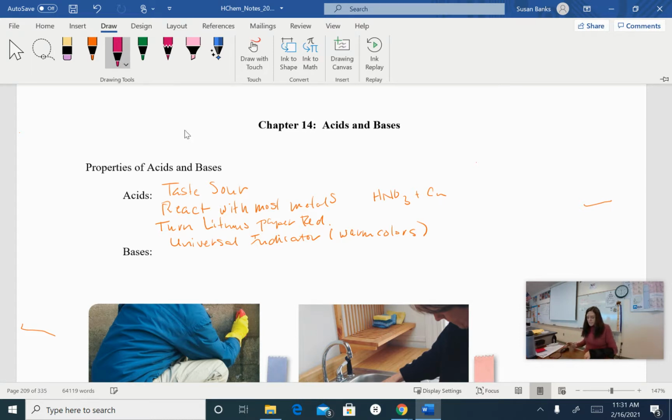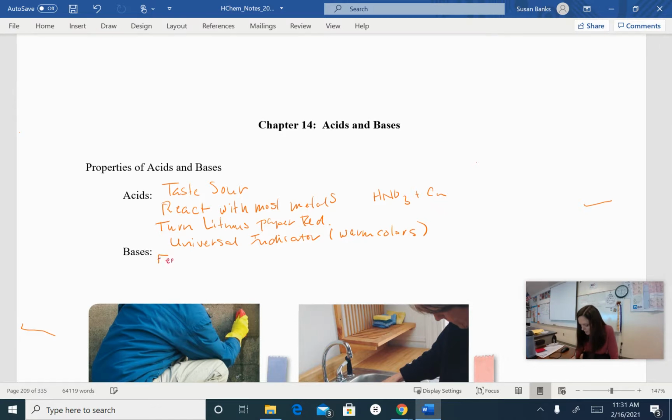So bases feel slippery. When you put a base on your hand, it's going to feel really slippery. Think about when you're washing your hands with soap. Your hands feel slippery. Why do your hands feel slippery if you've ever washed your hands with soap? Hopefully you have. Or if you've accidentally spilled bleach and you got some of that bleach on your hand, it feels slippery. The reason it feels slippery is bases are really, really good at dissolving fats and proteins.